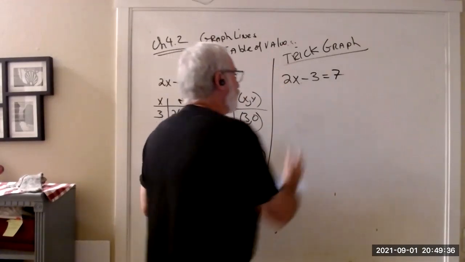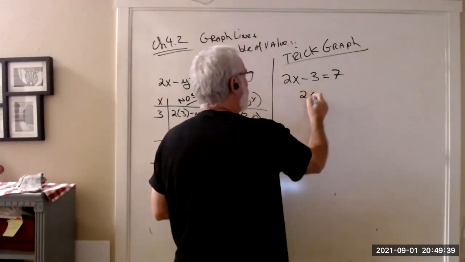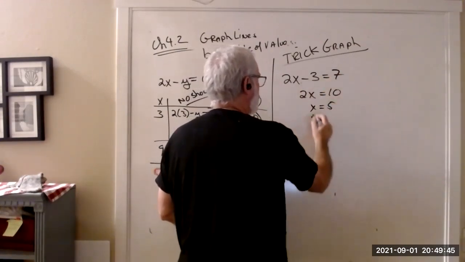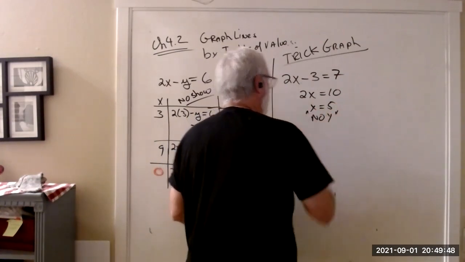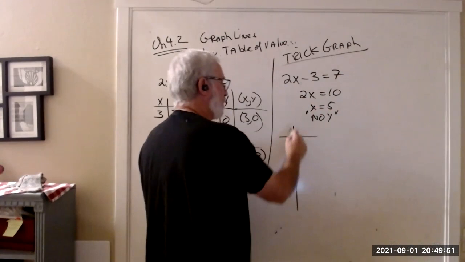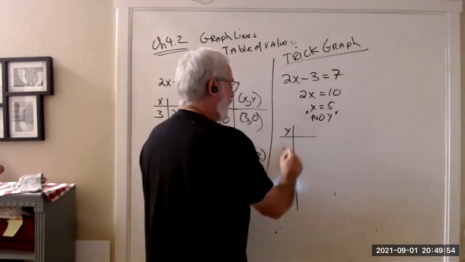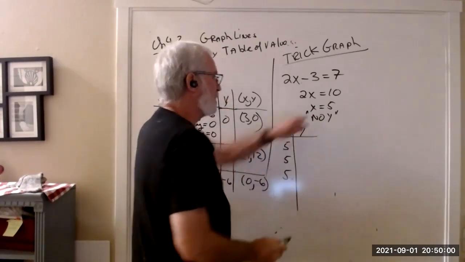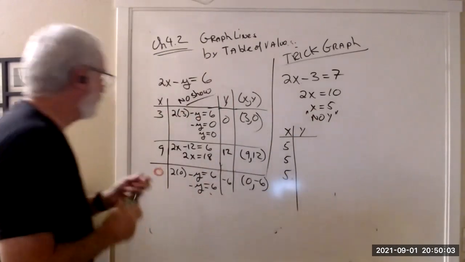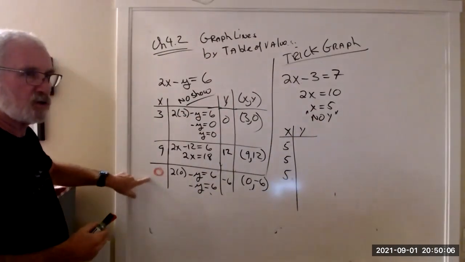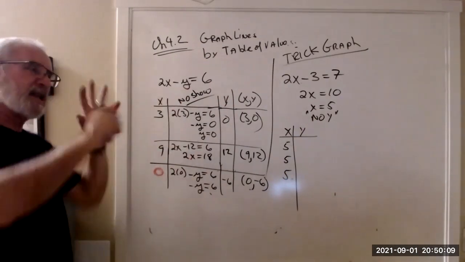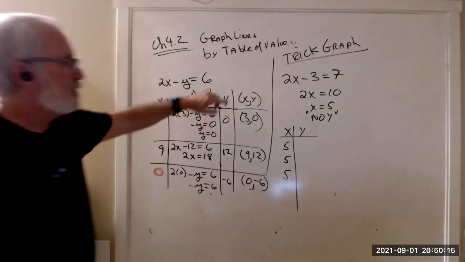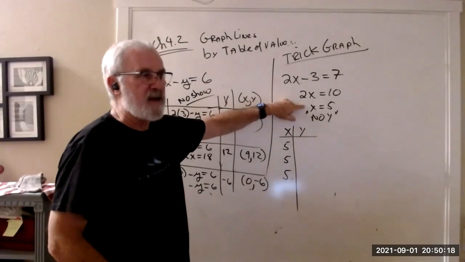So let me show you what you do. First, you solve for X. So you add 3, get to X equals 10, divide, X is 5. There is no Y value. So what this is saying for your table is that X is locked in at 5. X has to be 5. It can't change like this one changes. See, when there's an X and a Y, they kind of change together. X changes, Y changes. This is saying X never changes.